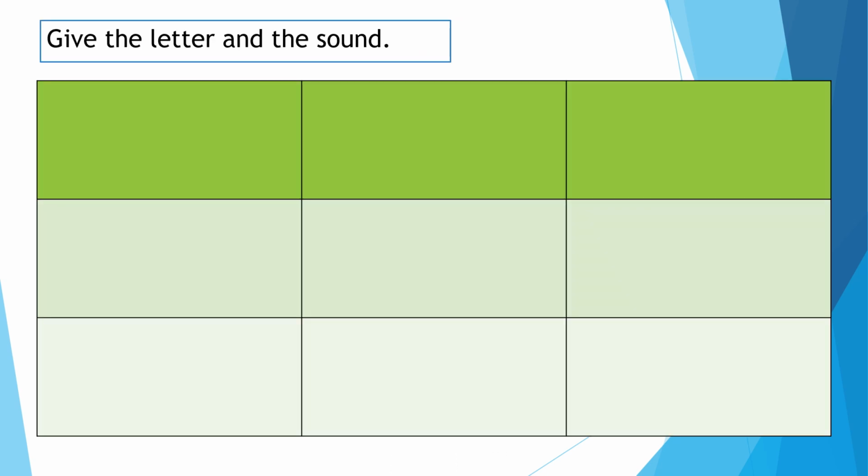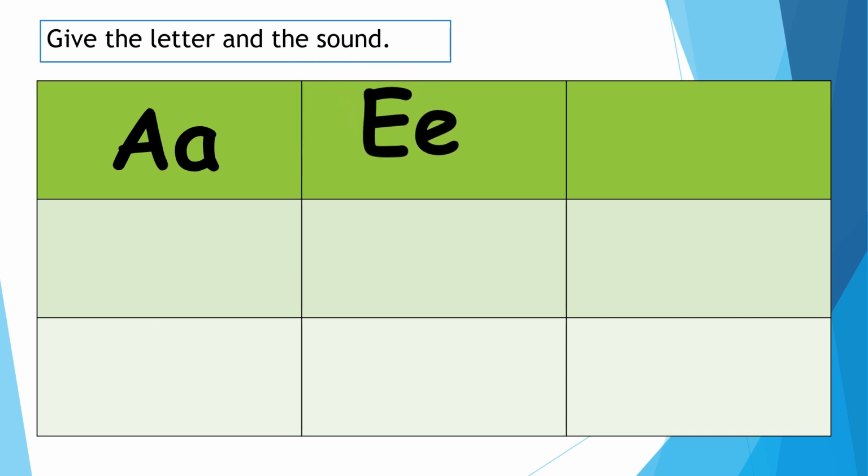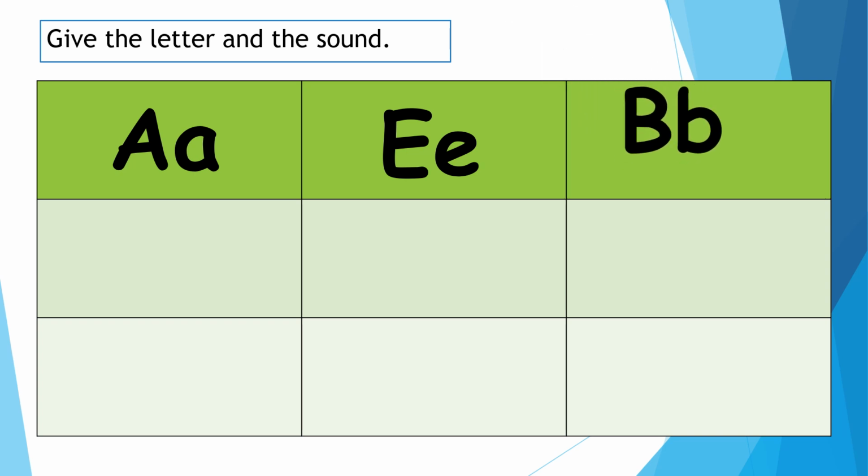Let's review first from our previous lessons. Give the letter and the sound. A, E, E. B, B.